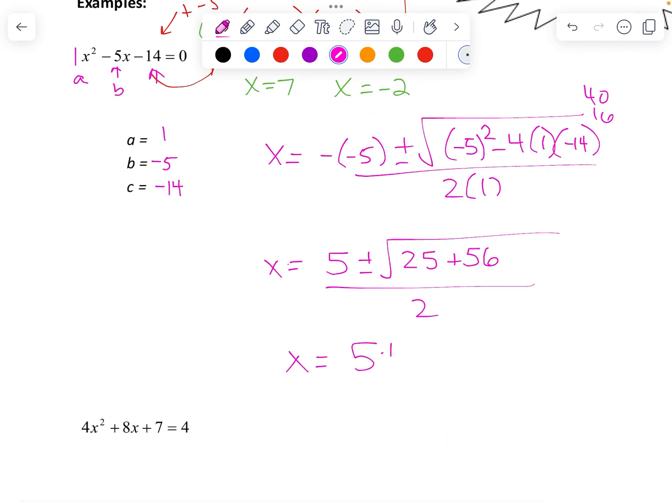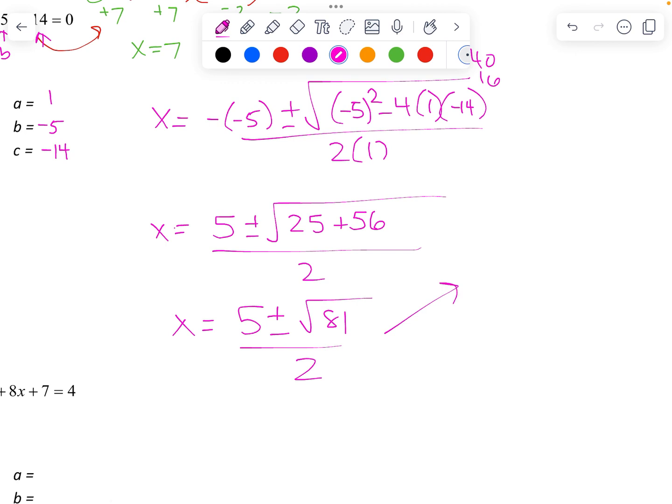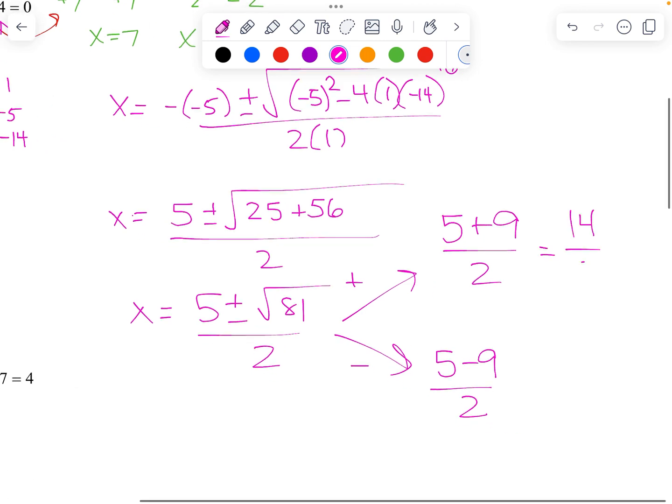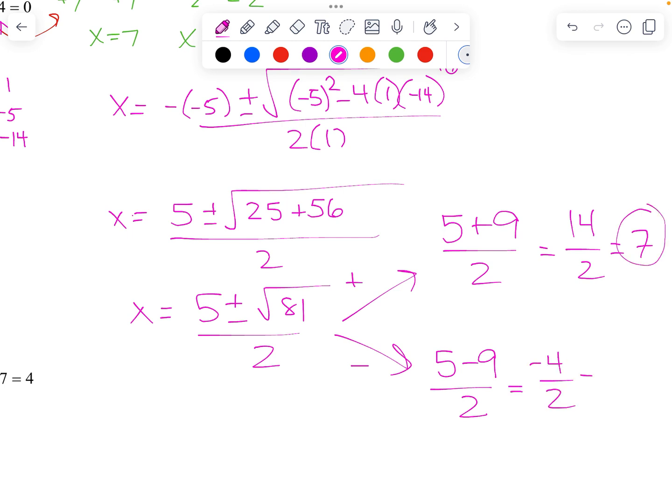X equals 5 plus or minus the square root of 25 plus 56. That's 81 over 2. Now I can actually go ahead and see what I'm doing. I'm adding and subtracting. I actually know the square root of 81 as well. So 5 add 9 divided by 2, or 5 subtract 9 divided by 2. So when I do 5 plus 9, I get 14 divided by 2, which is 7. Same answer we got before. And I do 5 minus 9, that's negative 4 divided by 2 is negative 2. So I get my two answers for x. X equals 7 and x equals negative 2.